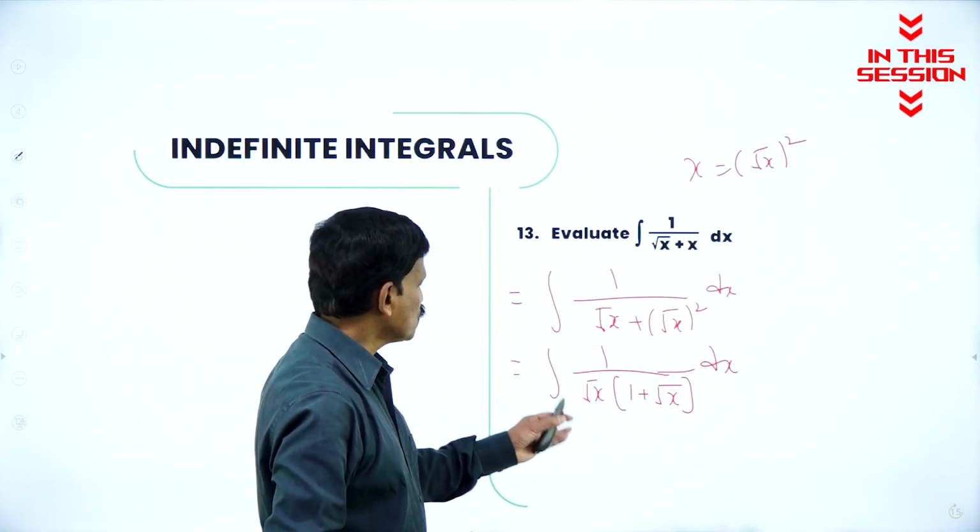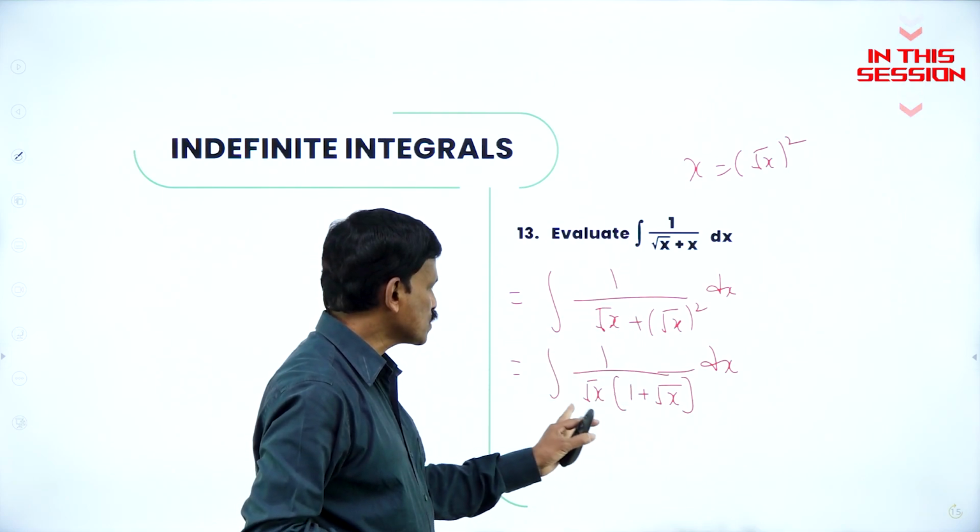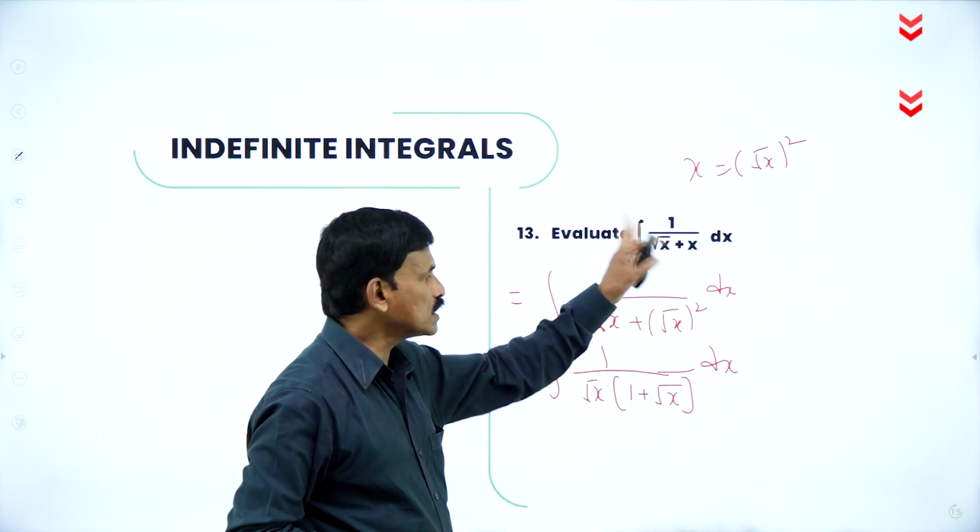So if you multiply, root x into 1 is root x, plus root x into root x is root x whole square, which is nothing but x itself.